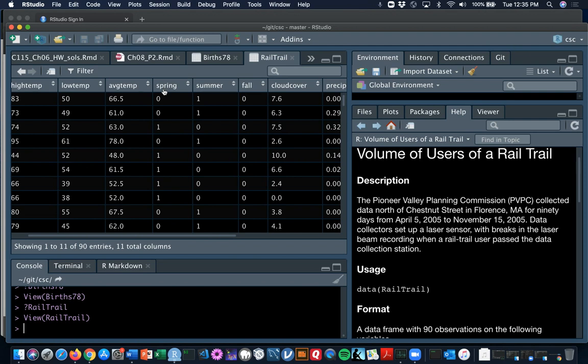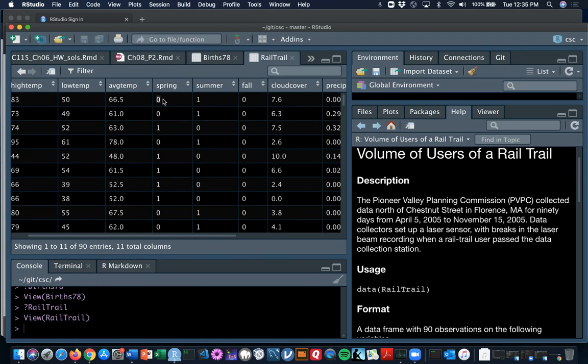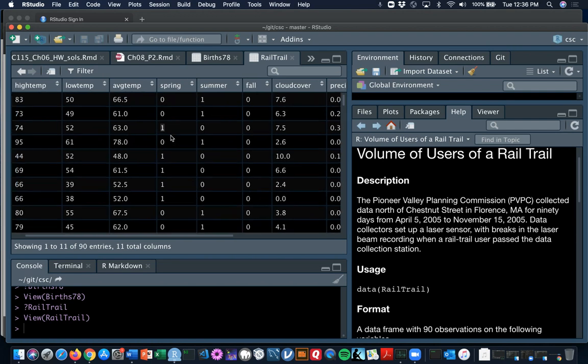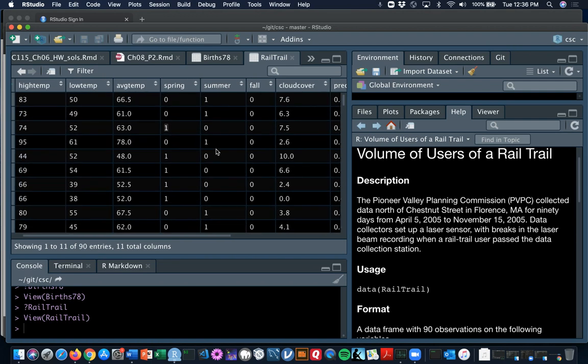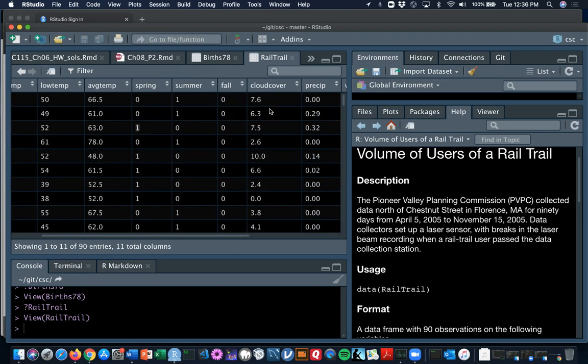This first variable, spring, is going to be a 0 if the day was not a spring day. It will be 1 if the day was a spring day. And then summer works the same way. 0, not summer, 1, summer. Fall is similar. 0, not fall, 1, fall. So on any row, exactly 1 of those three variables is going to be a 1 and the other is going to be 0. That's kind of a funny way to say what season it is.